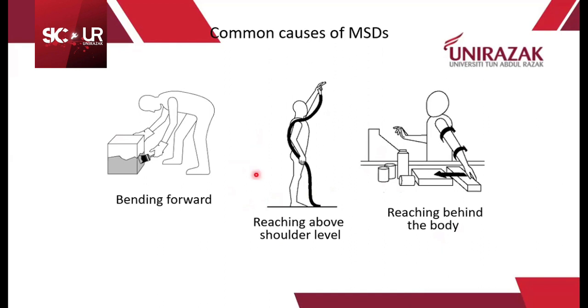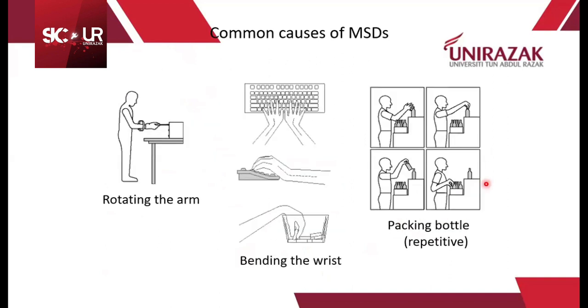So, kenapa benda ni boleh berlaku? Bila kita buat kerja, bending forward. Kita body bending ni dalam jangka masa yang lama, lebih daripada 2 minit. Mungkin dalam kita mengecat ni, 30 minit kita kena selesaikan. So depends lah. So reaching above shoulder level, so ini pun banyak berlaku. Reaching behind the body, so kita overuse kita punya lengan. So sangat bahaya lah. Di samping tu juga ada juga rotating the arm, bending wrist. So kita bending dalam kiri dan kanan ataupun atas bawah. Dan kita ada juga isu repetitive, packing bottle.